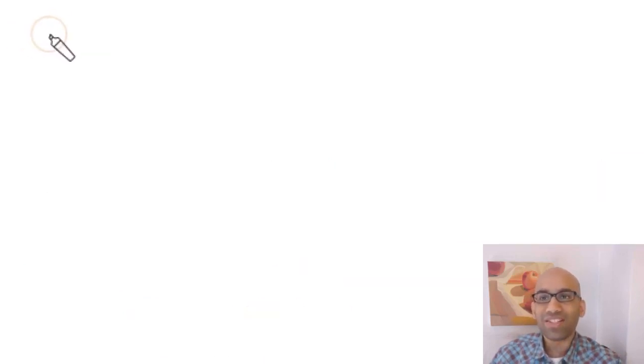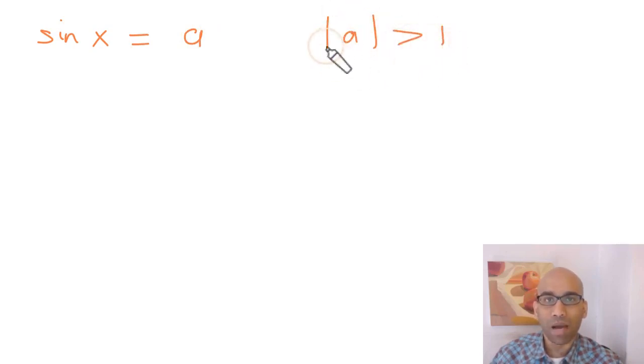Now let's use this simple idea to actually find the value of x, where sine x is equal to a, where a is greater than 1. The absolute value of a is greater than 1. So a can be greater than 1 or less than negative 1. And that's the most counterintuitive, because we are forever thinking that a is going to be between the values of negative 1 and positive 1. So what happens when the magnitude of a is greater than 1?